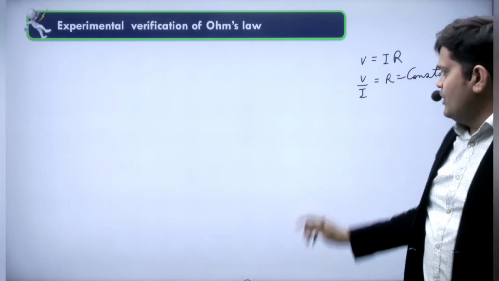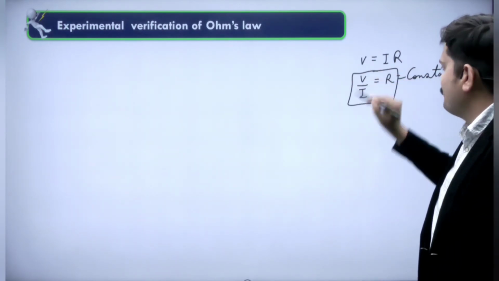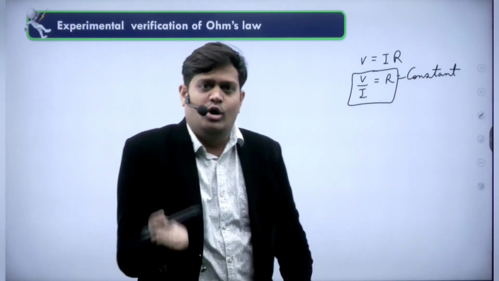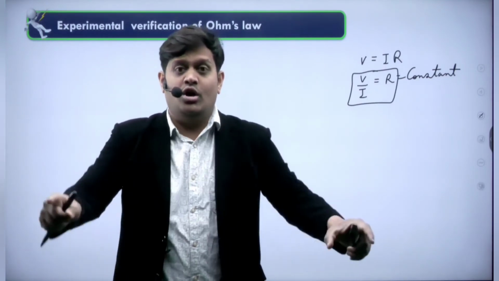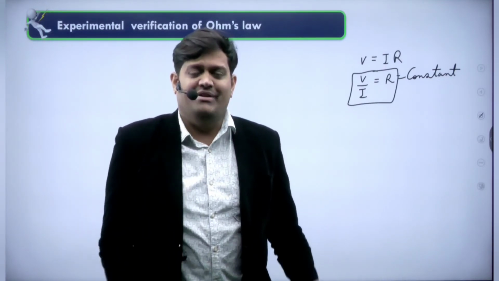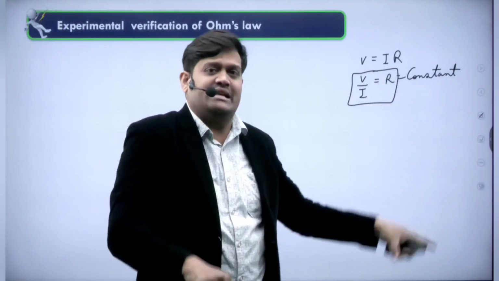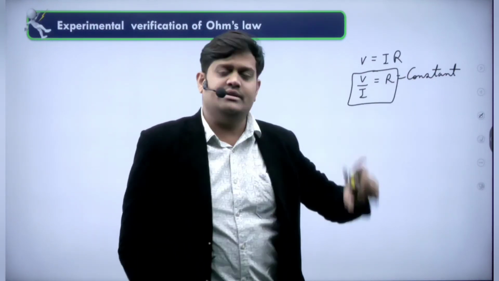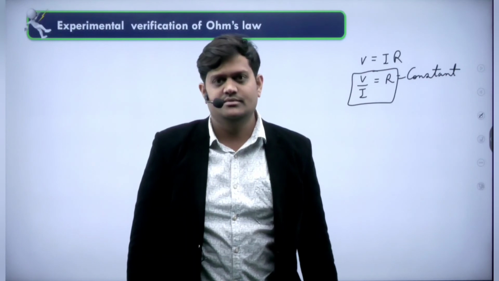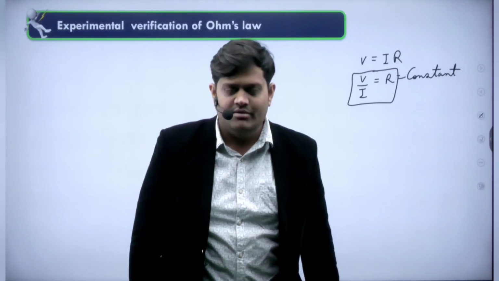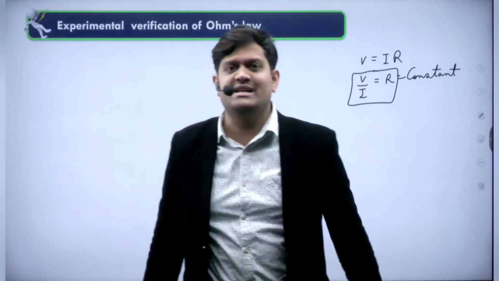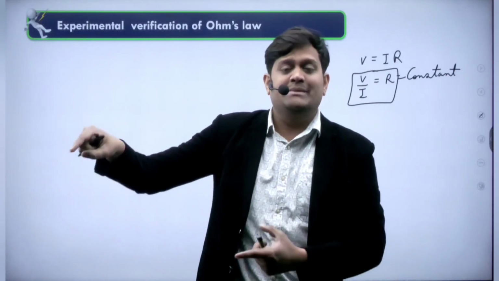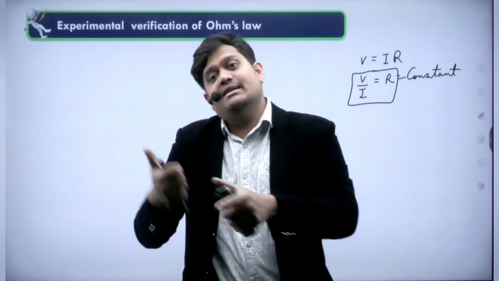Right? V upon I is constant. So according to this, if we increase the voltage, is the resistance increased or not? Not. If we increase the current, is resistance decreased? No. Because always the ratio of V upon I is constant, according to Ohm's law. So resistance does not depend on the voltage and current. It depends on the length, cross-section area, temperature, and the material, which was studied in the last videos.